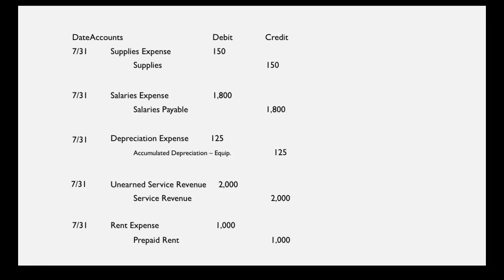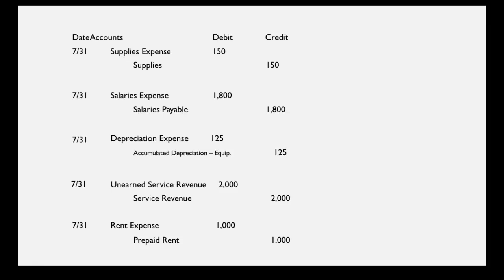So we got that $1,000 by looking back at our initial transaction on July 1st. We paid $6,000 for 6 months. So 6,000 divided by 6 gets you a monthly amount of 1,000.